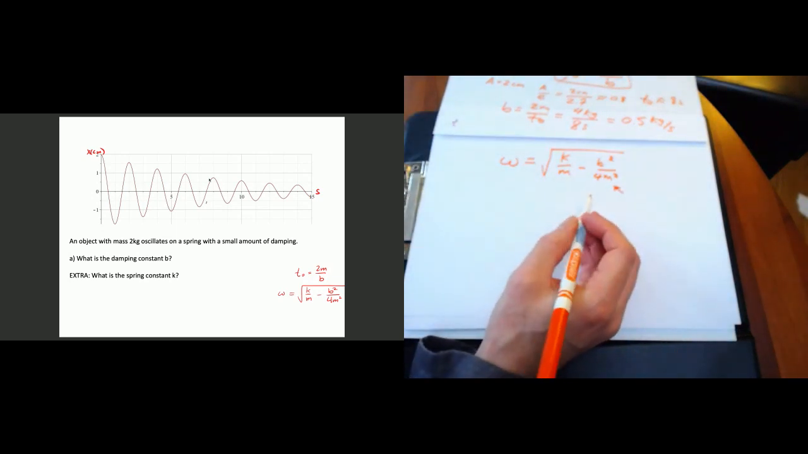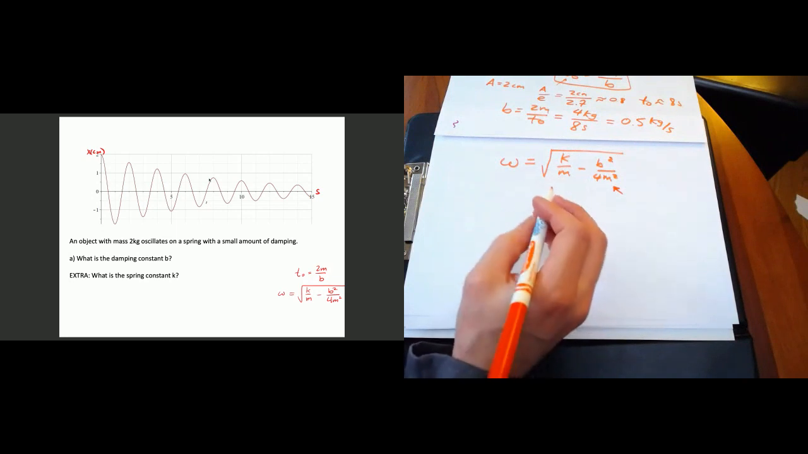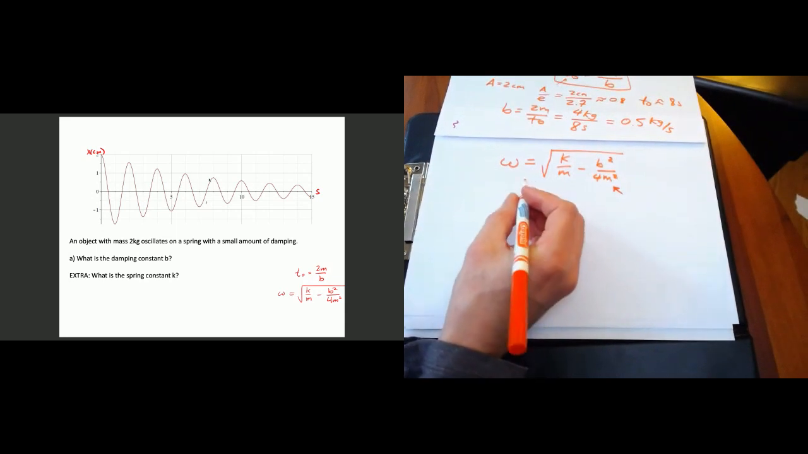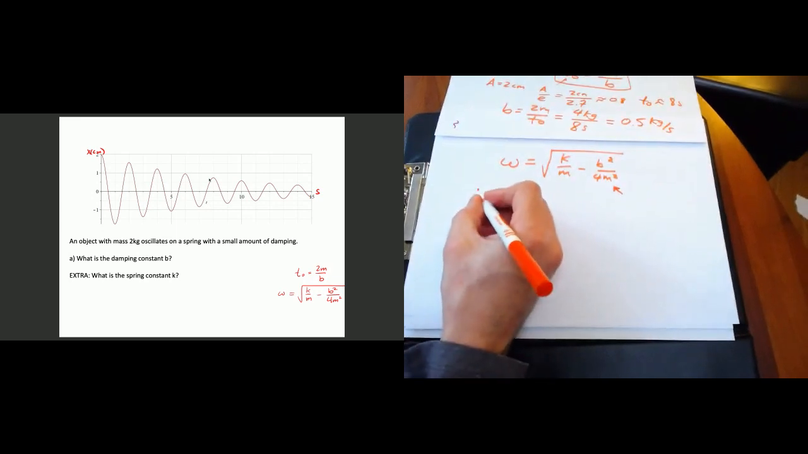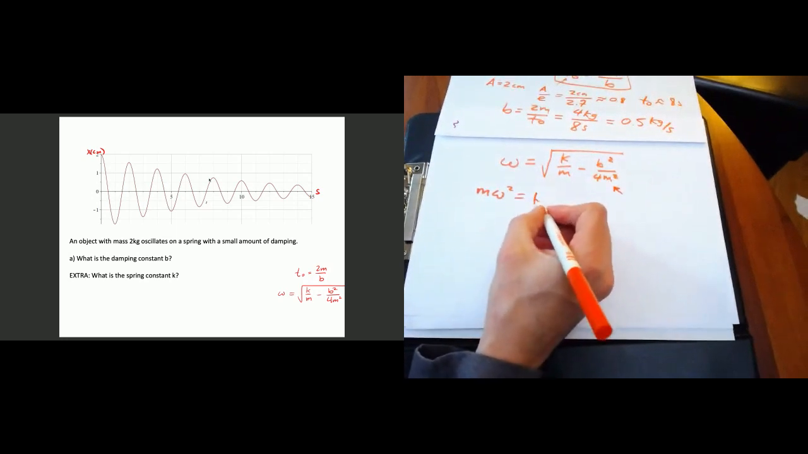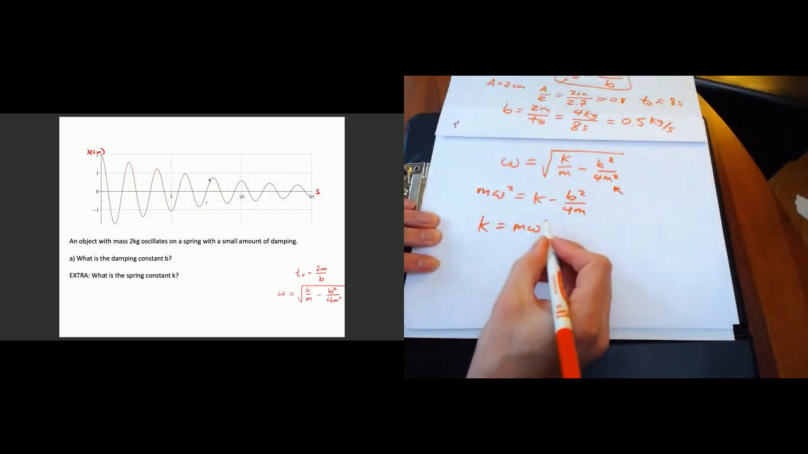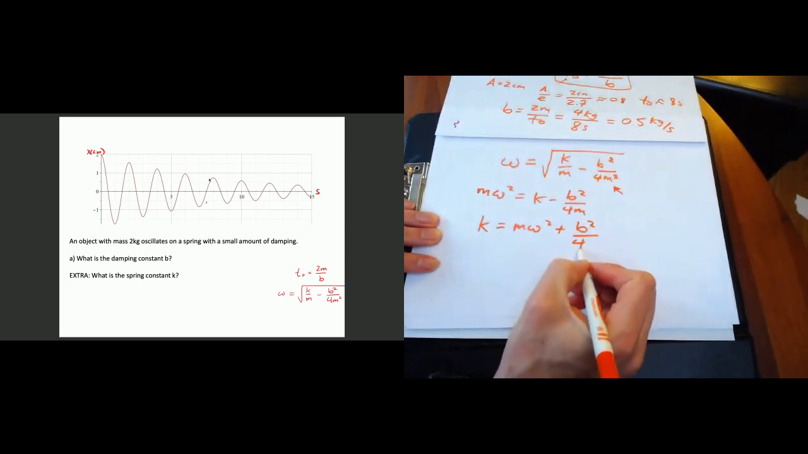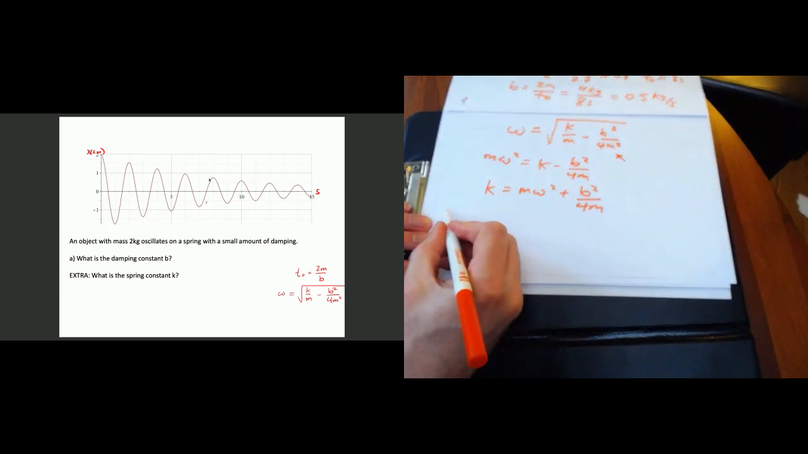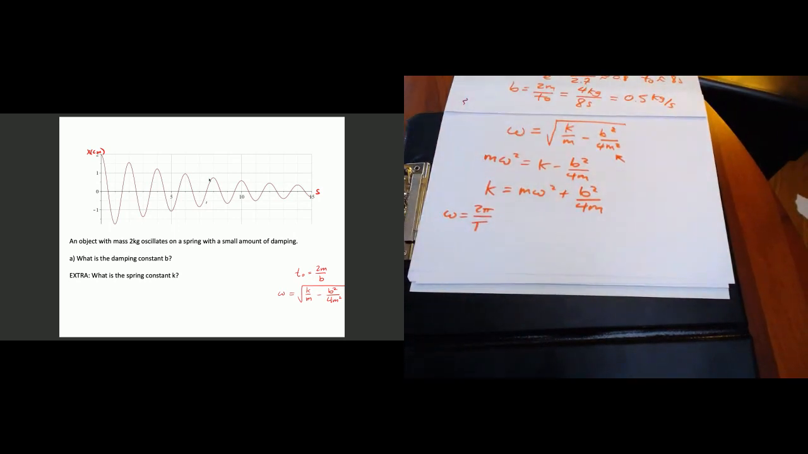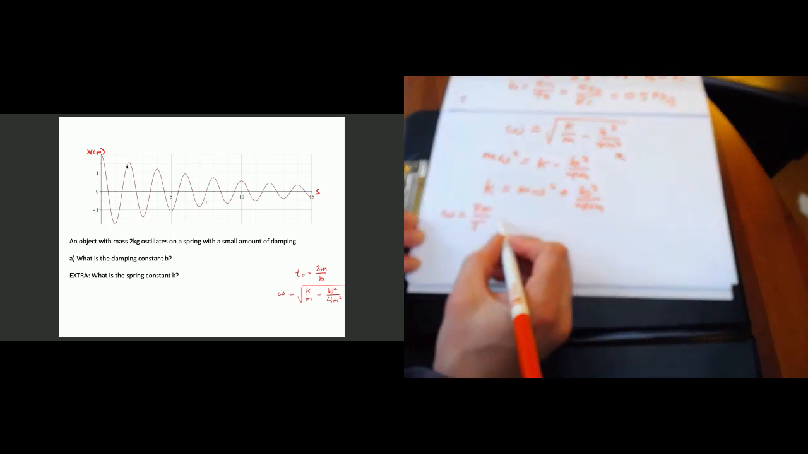Okay, so let's actually not ignore it first. And so what we're going to do is rearrange this equation to get an equation for K. Okay, so first let's square the whole thing and multiply by m. So we get m omega squared equals K minus B squared over 4m. So K is equal to m omega squared plus B squared over 4m. And then we can use that omega is 2 pi divided by the period. And from the graph, it looks like the period, so going from time 0 to time 2 there is 1 full period. And so the period is 2 seconds.